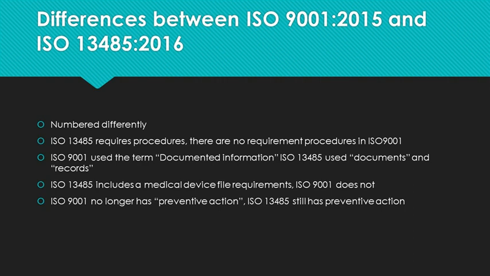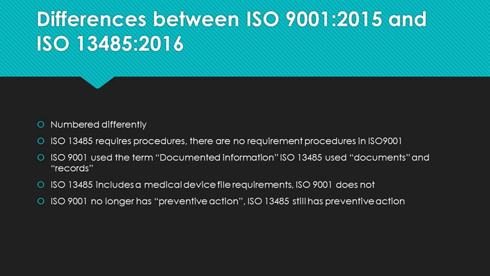ISO 9001 added the term documented information to address both procedures and records, whereas ISO 13485 still utilizes the terms procedures and records. ISO 13485 has a specific section on medical device files and their content, and a section on meeting regulatory requirements. This has never been a specific requirement of ISO 9001. However, regulatory agencies should be considered interested parties when implementing ISO 9001-2015.